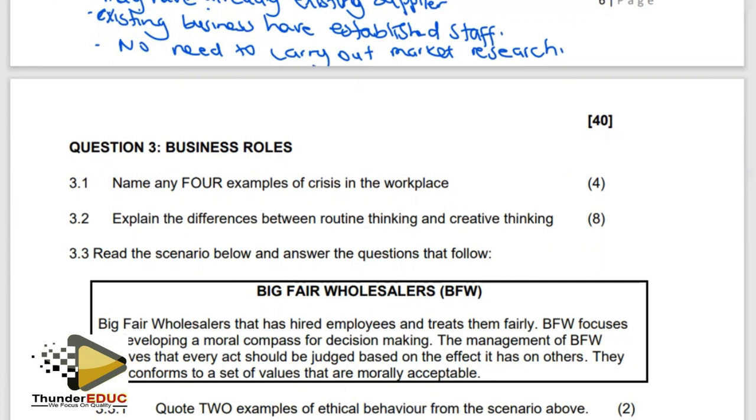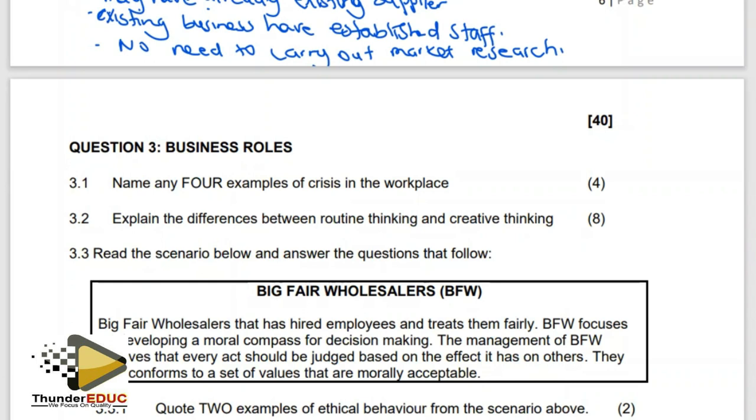Okay, class, we need to look at something else. On question number three, you may have taken it as your question of choice, and it is specific here. It's about business roles. After successfully scoring a lot of marks there, you are supposed to also choose another question, which is question three. It could be either question three or question four, and you go and see how you can answer it.